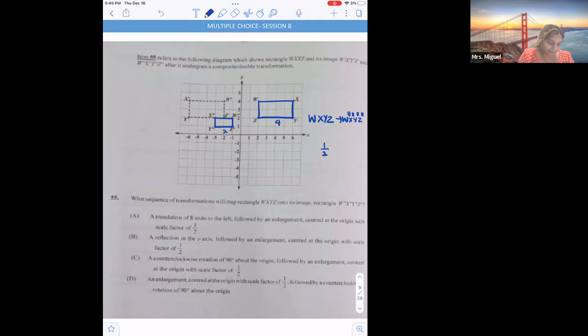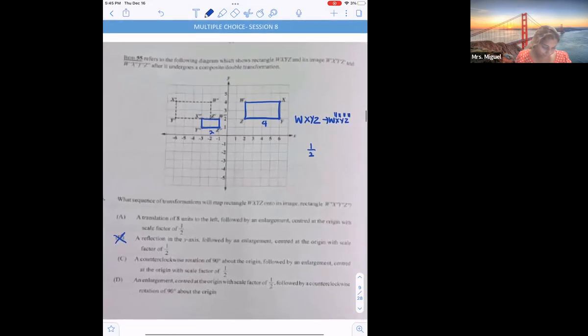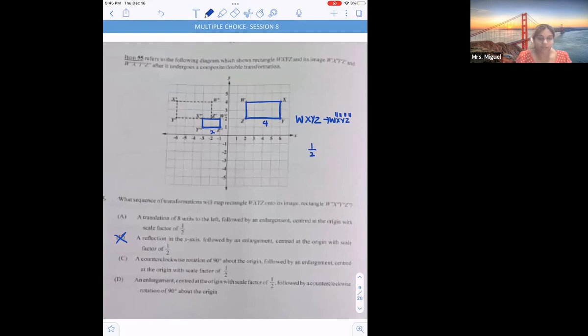Right? It is not a reflection, so that is out. It is not counterclockwise. Anything that has to do with a rotation is out, because if you notice, the figure has maintained the shape. It is not twisted or rotated. So anything that has rotation is out. This one has a rotation. So the answer that best describes it is a translation of 8 units to the left, followed by enlargement with scale factor of a half.